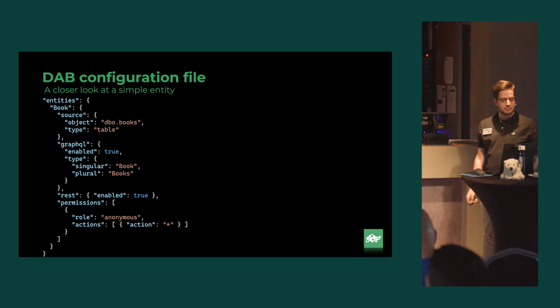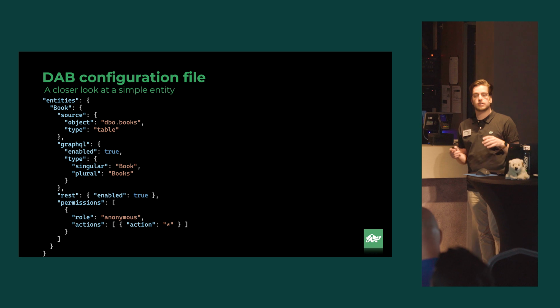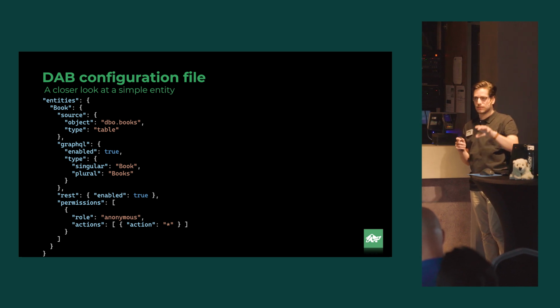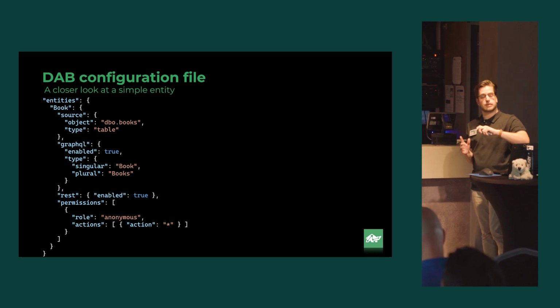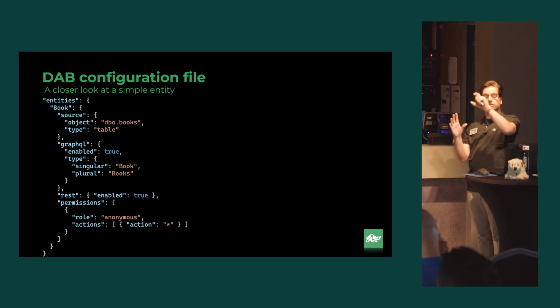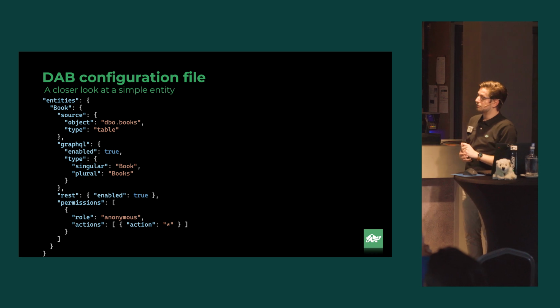So this is all the configuration that was just created when we ran those commands, at least a part of it. So we end up with an entity called book, which has a source, which is the books table. GraphQL is enabled for this entity with some type information. We're going to just skip over that for now. It's just for like the relationships kind of thing. There's REST options. So REST is also enabled for this entity. You can enable these kind of things globally or per entity. And finally, there's your permissions.